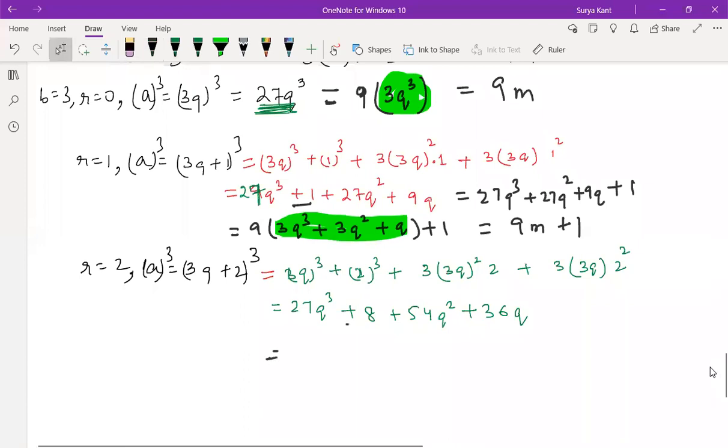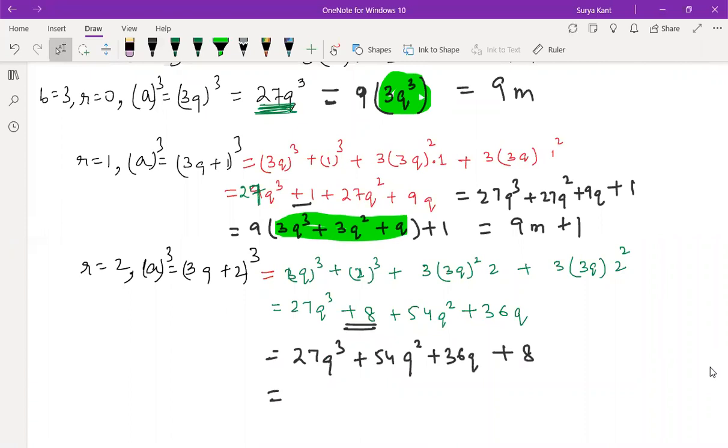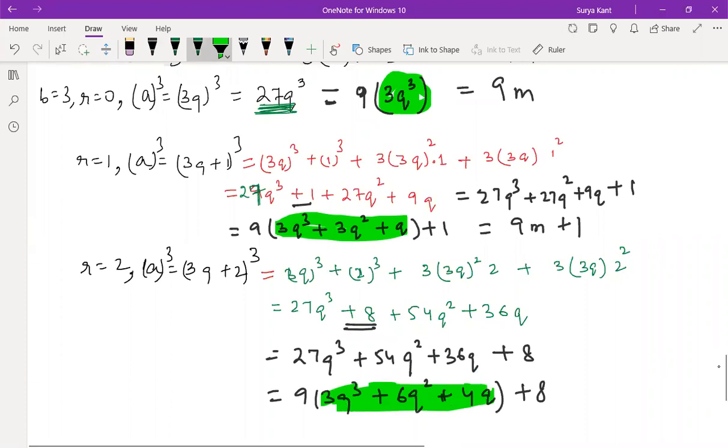The plus 8 is coming already here, take it out here, 9m plus 8, 27q to the power 3 plus 54q to the power 2 plus 36q. Take 9 common, 9 3s are 27, 9 6s are 54, 9 4s are 36, plus 8. So this whole part is nothing but m. So we can write it as 9m plus 8. Children, anyone having doubt in this part, just let me know.